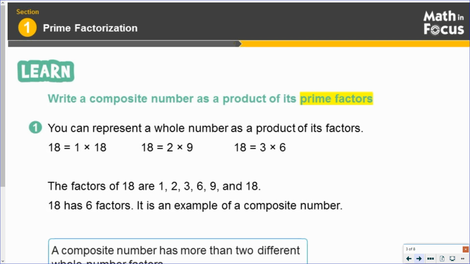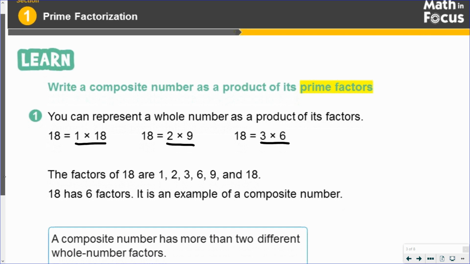So 18 is known as a composite number because there are multiple ways to get 18. You can take 1 times 18 to get 18, you can take 2 times 9 to get 18, or you can take 3 times 6 to get 18. So 1, 2, 3, 6, 9, and 18 are factors of 18, and that's why it is a composite number, because it has more factors than just 1 and 18.